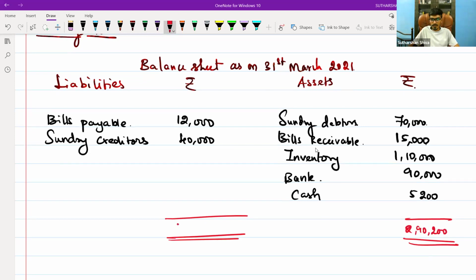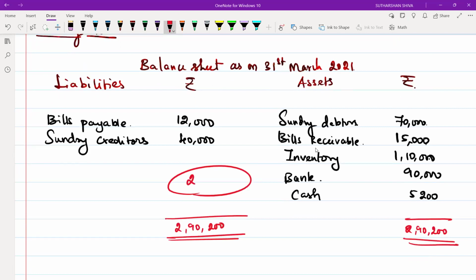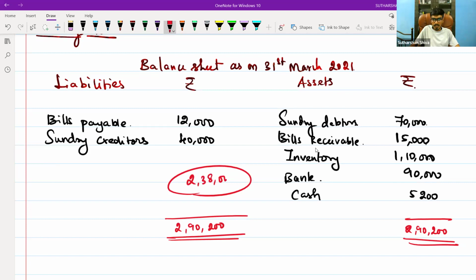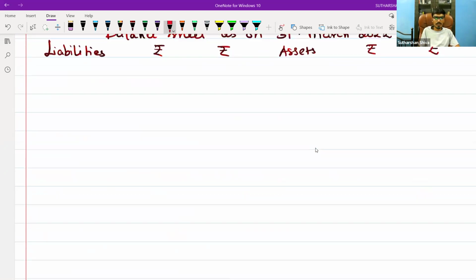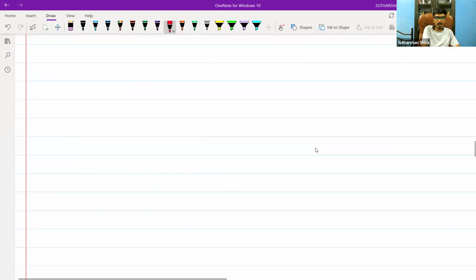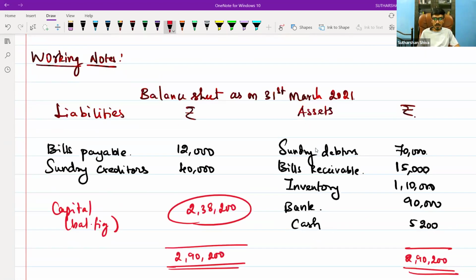Is it right? Everyone is getting the same answer. Then subtract 52,000 from it. 2,38,200 is your capital. In brackets, write down balancing figure. Go to the closing balance sheet. Write down capital 2,38,200. That's it.